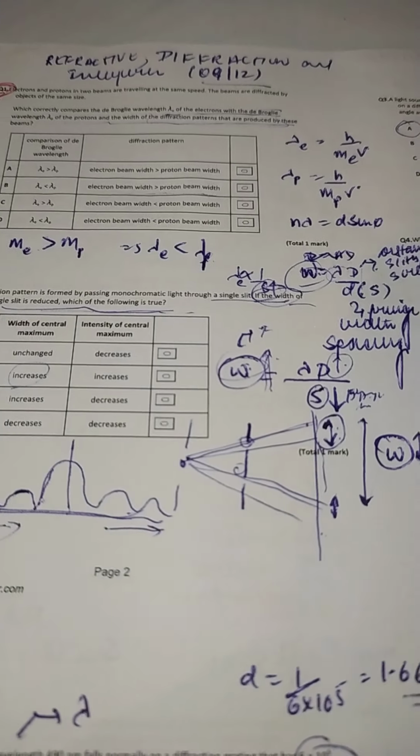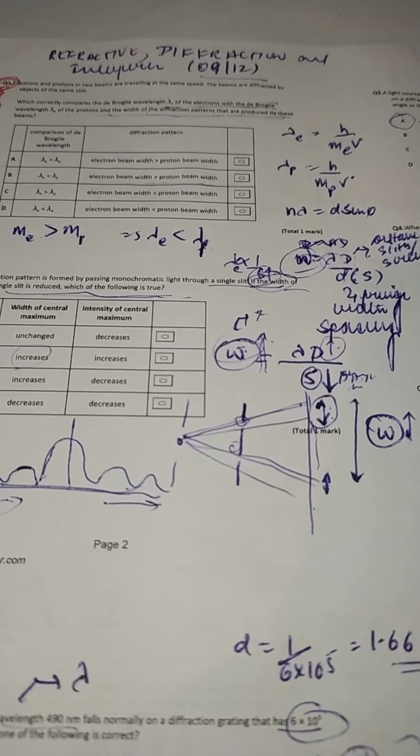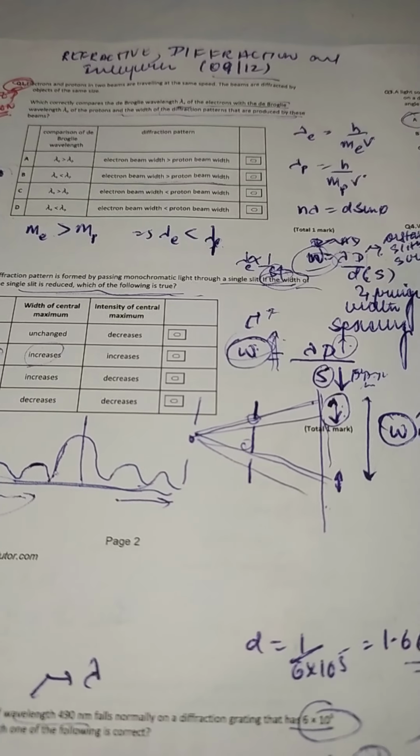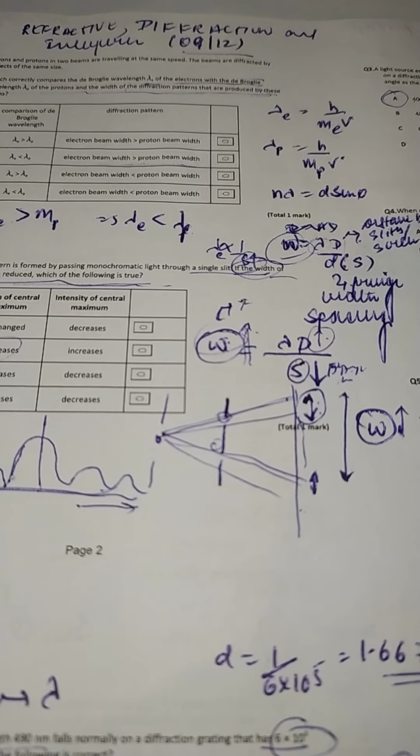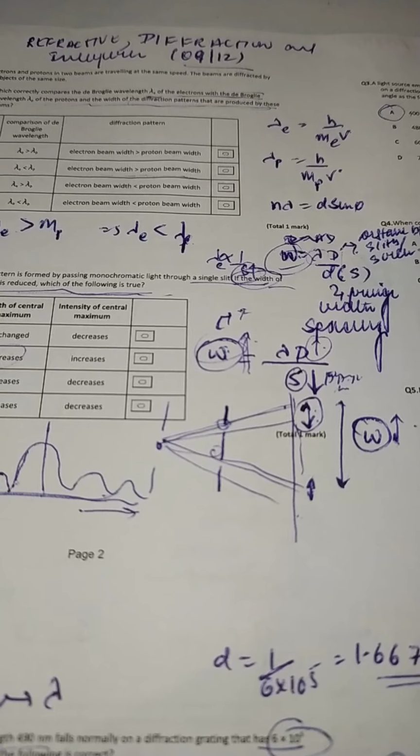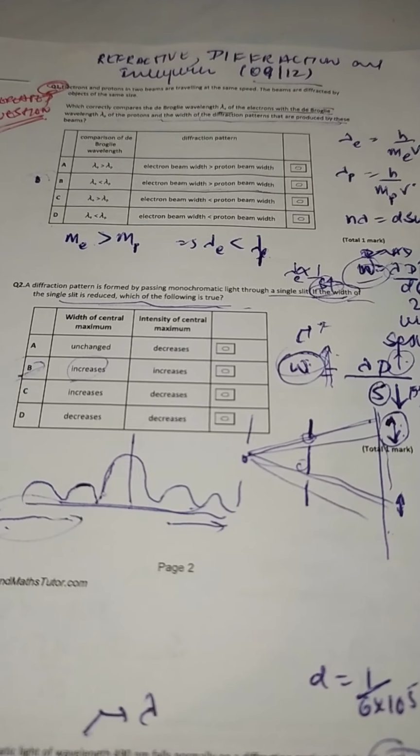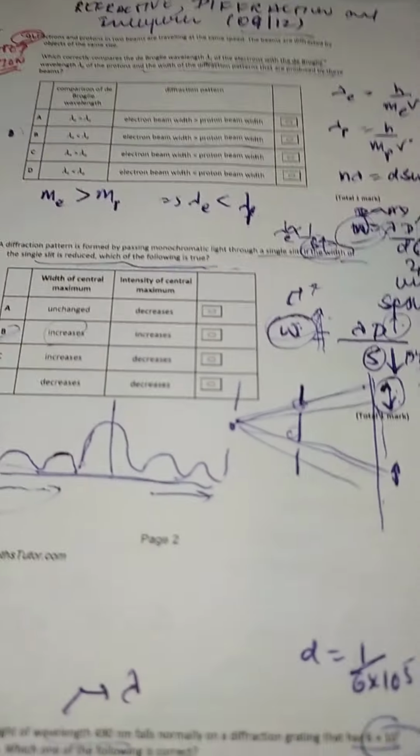Why? Although there's an inverse relationship, the mass of the electron is considerably smaller, 9.11 x 10^-31, compared to the mass of the proton, which is equal to 1.67 x 10^-27. This results in our answer being A.